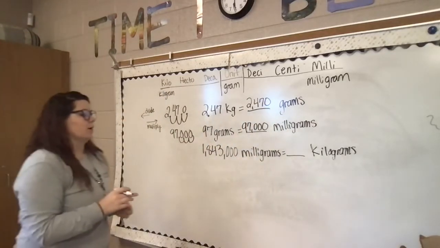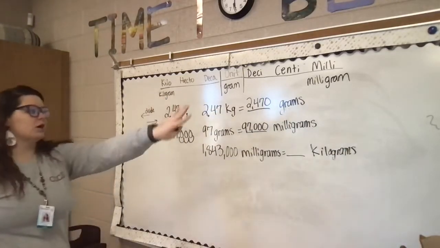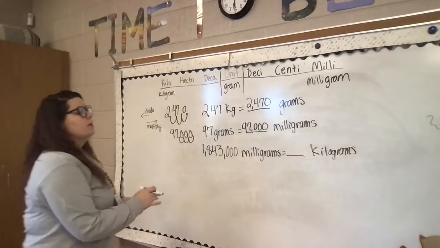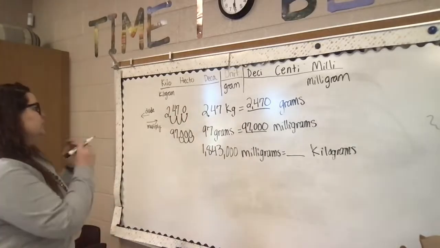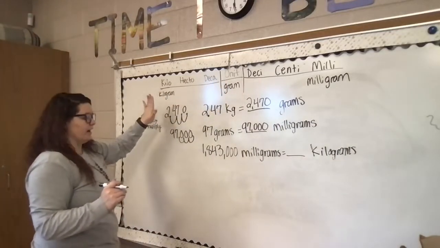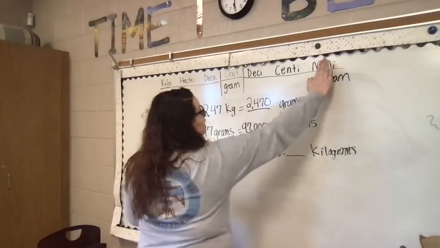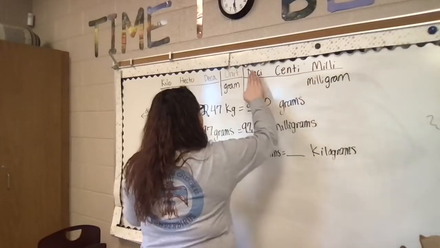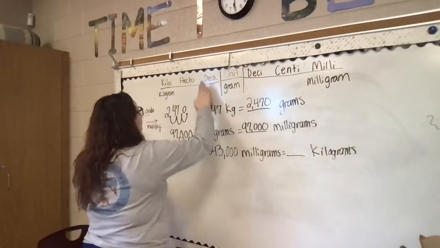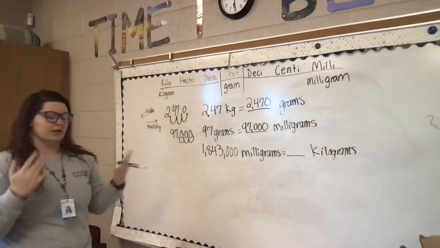This last problem is going from one end of the chart to the other end. We're going from milligrams to kilograms. The number of kilograms is going to be much smaller, and as we're moving across the chart this way, we're going to divide. How many powers of 10 are we going to divide by? Let's start here. 1, 2, 3, 4, 5, 6. So we have 6 decimal place shifts.